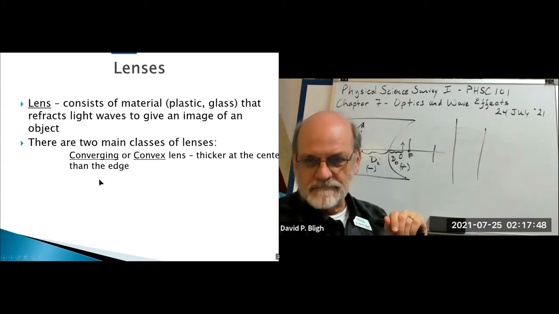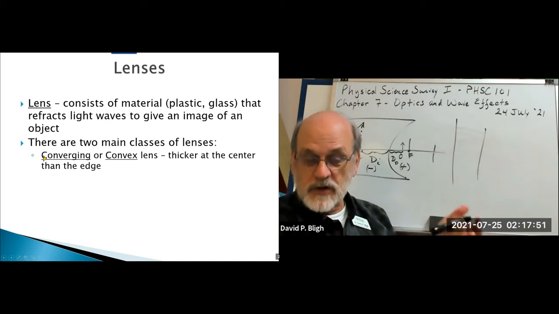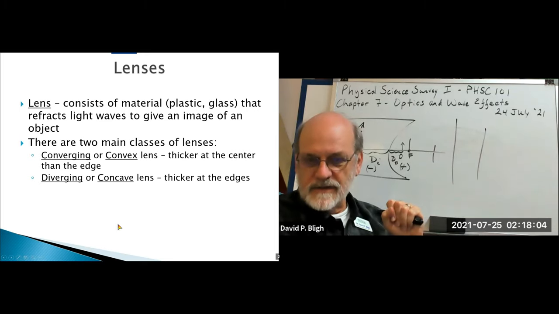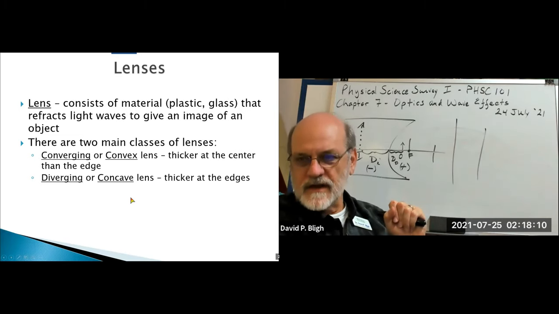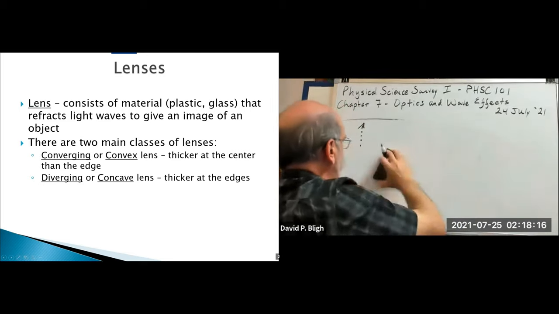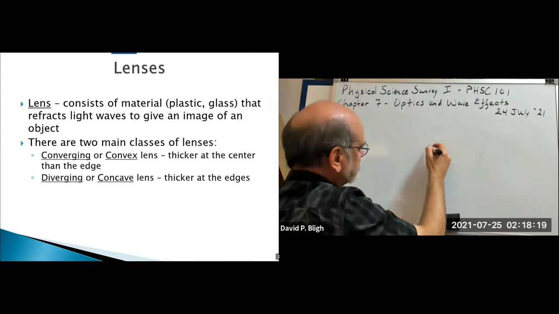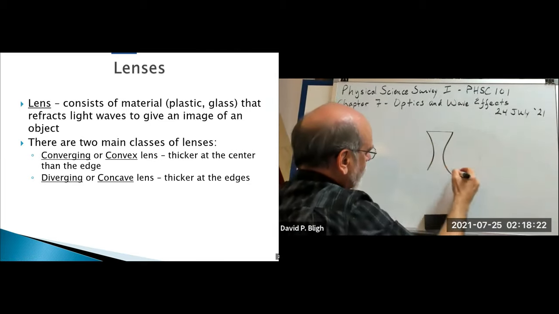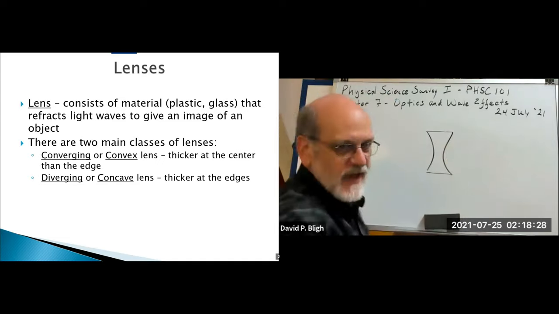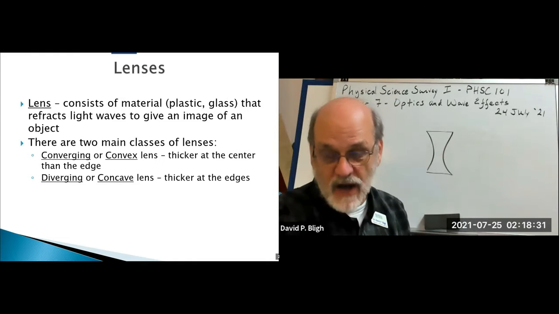Two main types of lenses. There are converging lenses, or convex lenses. These are thicker at the center than at the edge. And diverging lenses, or concave lenses, thicker at the edges than they are in the center. So think of concave as cavity lenses. There's a concave lens, and it has cavities on both sides. In fact, it's a biconcave lens.